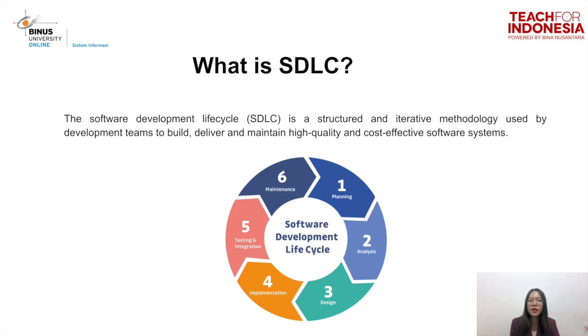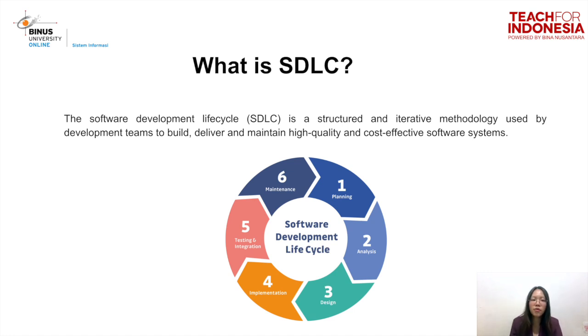As you can see in the diagram on your screen, it typically runs through 6 crucial stages. First, we start with planning to define the goals. Second, we perform analysis to gather requirements. Third is design, where we sketch the architecture. Fourth is implementation, which is the actual coding phase. Fifth, we move to testing and integration to catch any bugs. And sixth, when it's live, we enter maintenance to keep things running smoothly.